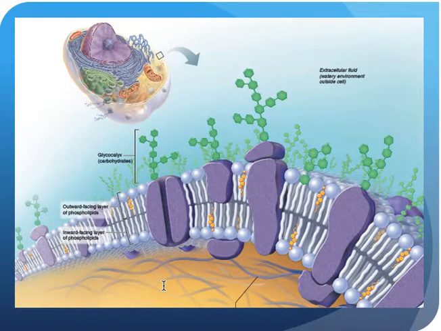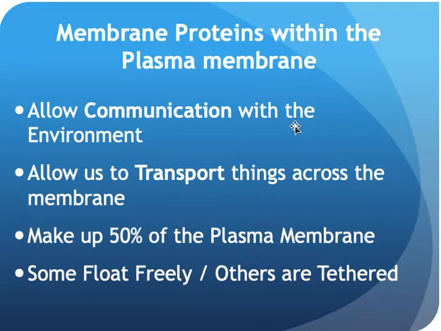So now we get back to our picture, and again, I just want to find all the things that we just had to label, right? The heads, the tails, all the different little channels. I want to find the external environment, find the internal environment. And now we want to move on to a little bit more information about these proteins that are embedded in the membrane. Okay, so membrane proteins within the plasma membrane, they're allowing for communication with the environment, and the main thing they're doing for us is they're going to allow us to transport things across the membrane. Okay, so they're going to make up 50% of the plasma membrane. That's a huge number. Again, some are going to float freely, others are going to be tethered, but again, we're just creating this way that I can move things in and out of the cell.